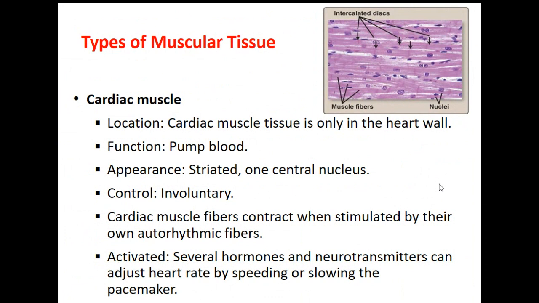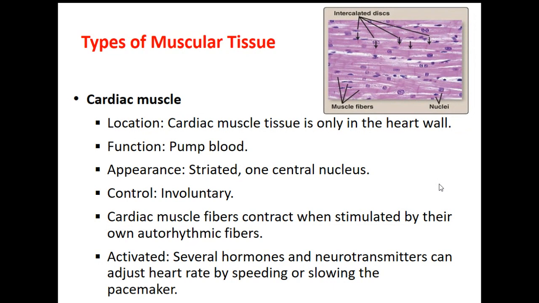Each fiber is branching, so one muscle fiber could look like this. Branched. Sometimes they're branched at both ends. That would be one muscle fiber of cardiac muscle. And each end would be connected to the next one.